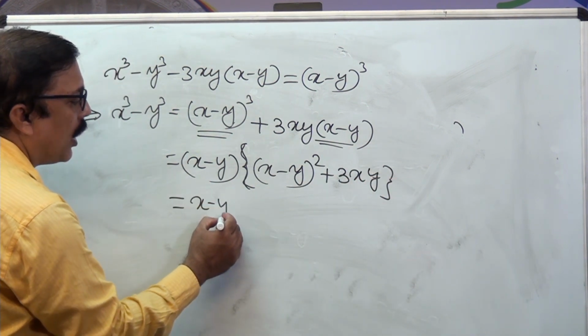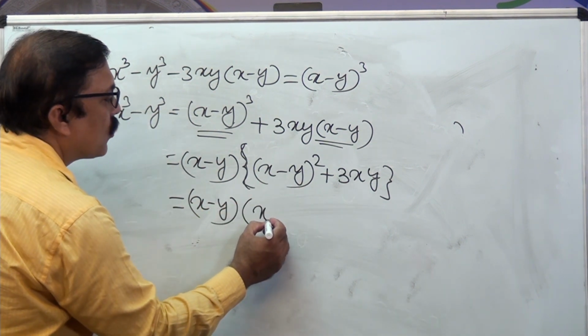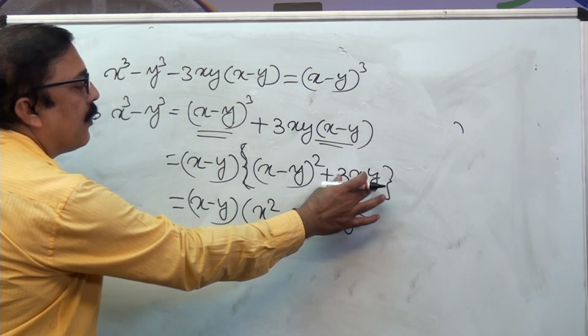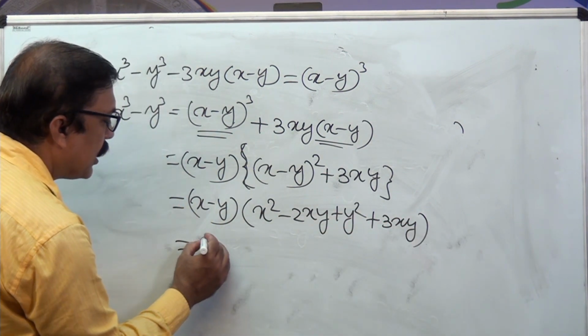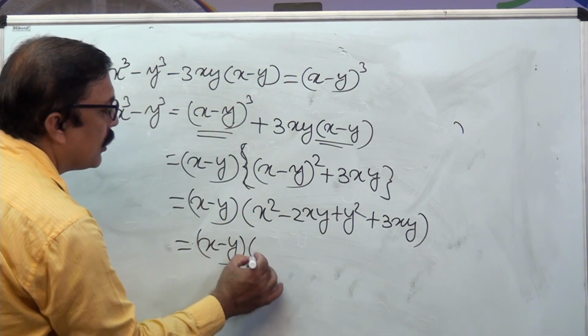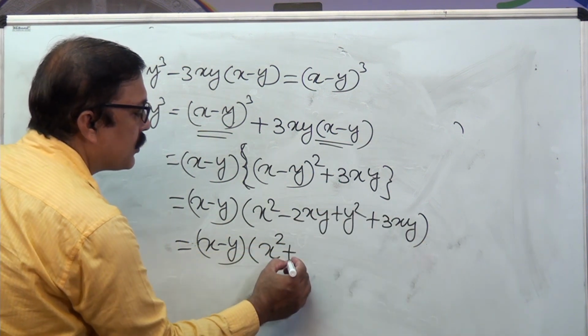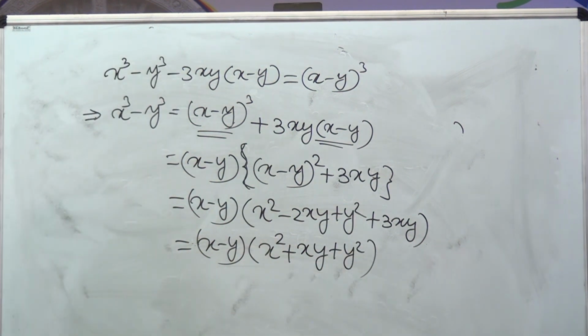So x minus y, and the identity of x minus y square is x square minus 2xy plus y square. Now write plus 3xy. So what is the result? X minus y into x square minus 2xy plus 3xy gives plus xy plus y square. So the factors of x cube minus y cube are x minus y and x square plus xy plus y square.